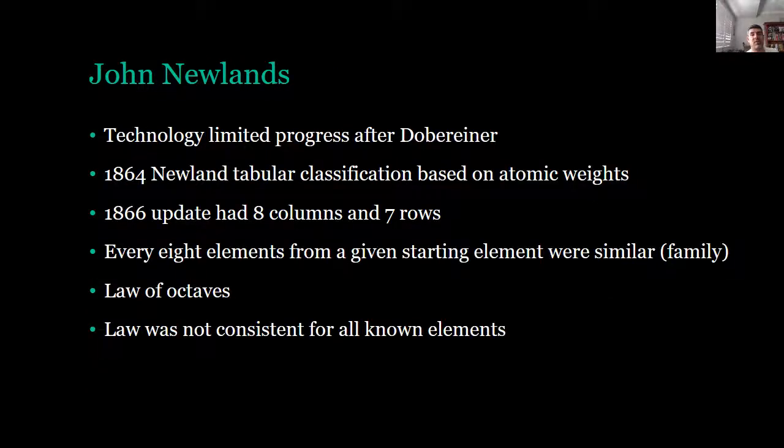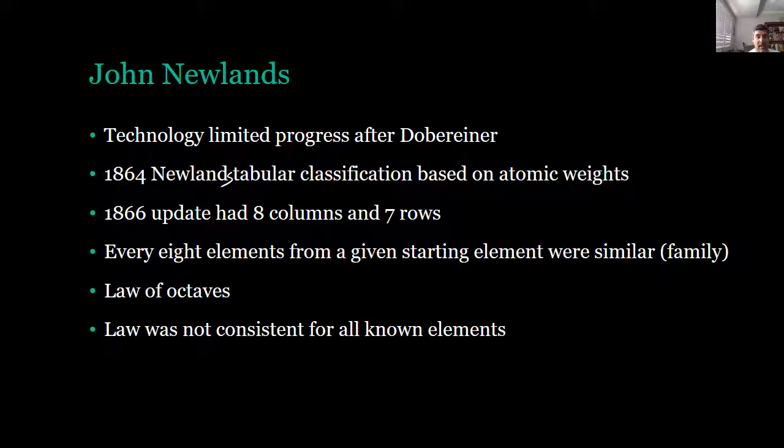The next to expand a little bit on that was John Newlands, and none of this really happened for a little while because the way that elements were grouped together in the early stages was based on their atomic weights. And so we needed to have better ways of being able to measure that. And obviously in the 19th century, technology was limiting that somewhat. But in 1864, John Newlands had a crack at tabulating classification based on atomic weights.